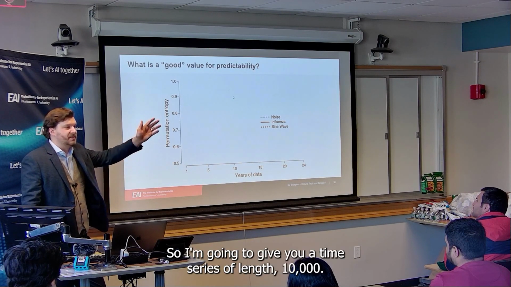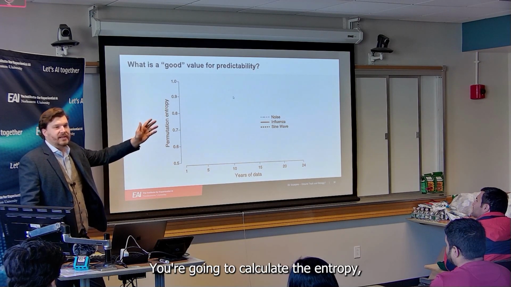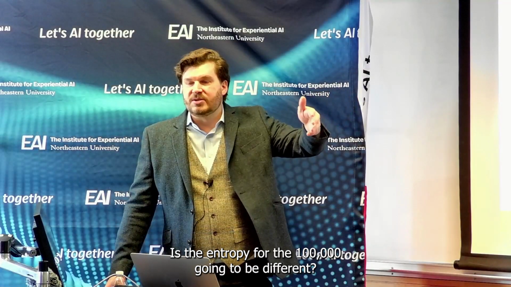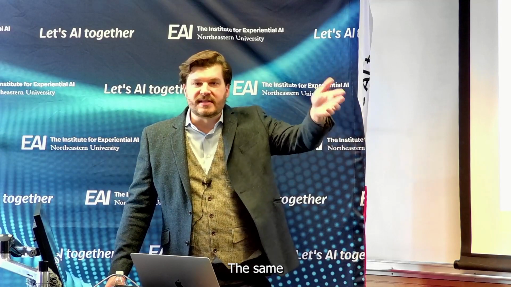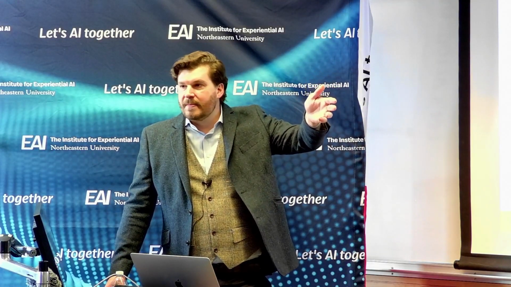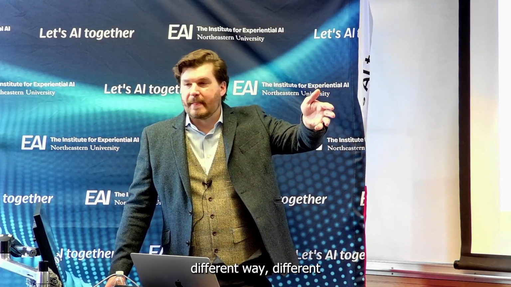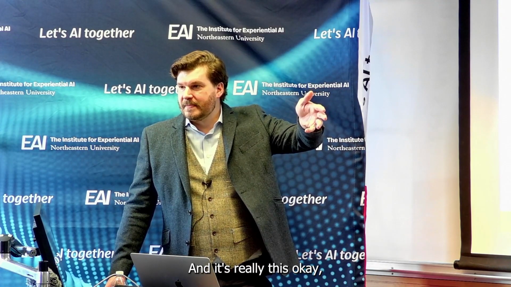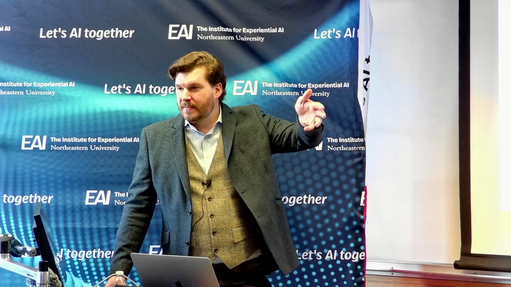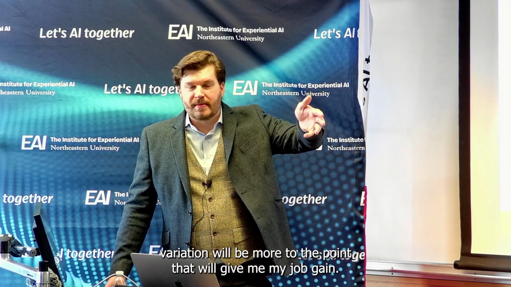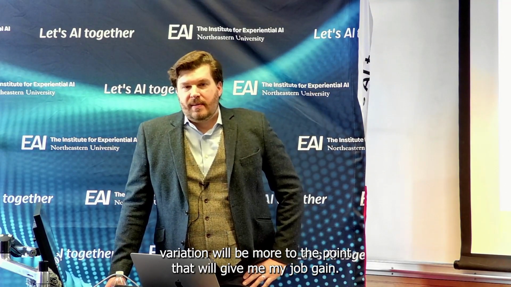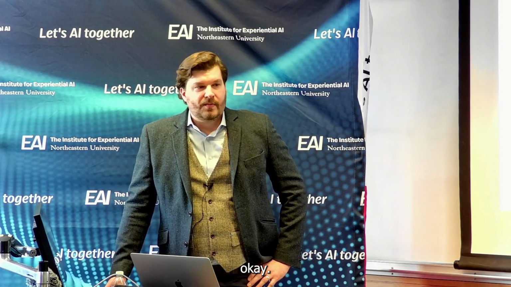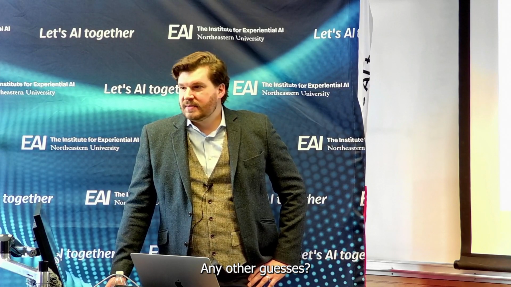So I'm going to give you a time series of length 10,000. You're going to calculate the entropy, and then I'll give you another one of 100,000. Is the entropy for the 100,000 going to be different, the same? Definitely different. Why different? Randomness will increase, and if the data spread increases, the entropy increases. Variation will be more in the points between that. So there will be much more change, so it will be more entropy. OK. Any other guesses?